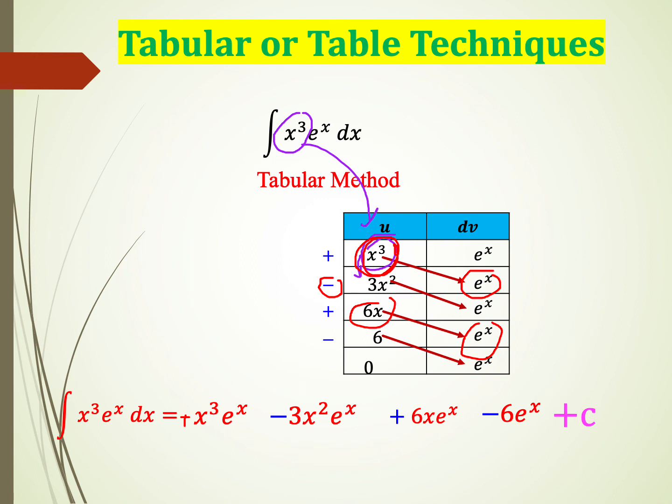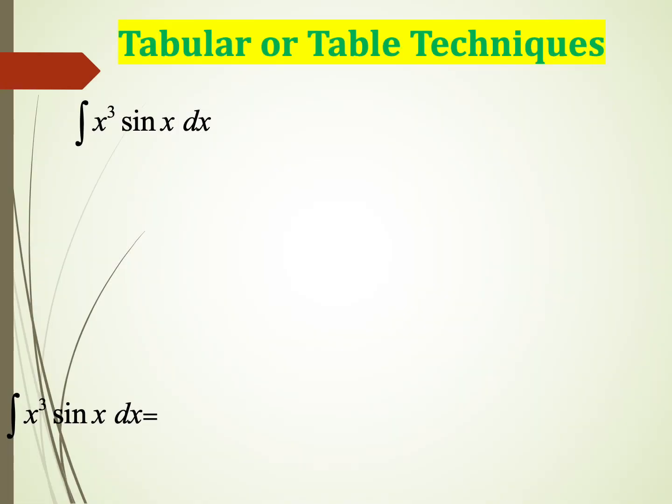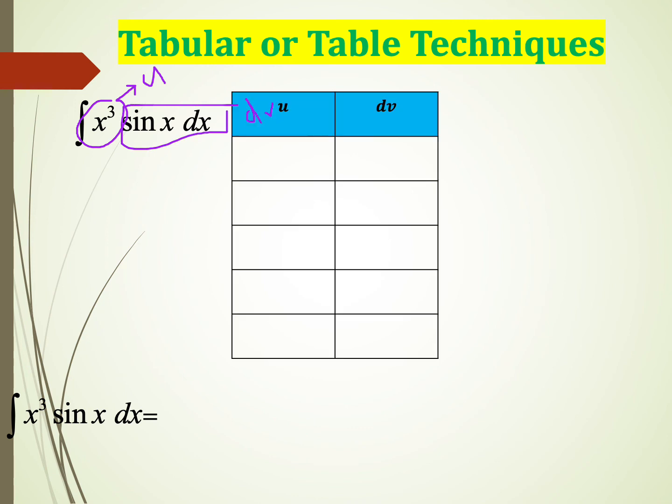Let us take another example. I have here x to the power 3 sine x, and clearly this is polynomial, so this will be u, and the remaining will be dv. So I need to make a table. This is the table, and with this table I will use u, then I find the derivative more than one time, and dv, I find the integral more than one time. So the first one, u is x cubed, then 3x squared, then the derivative again 6x, then 6, then 0.